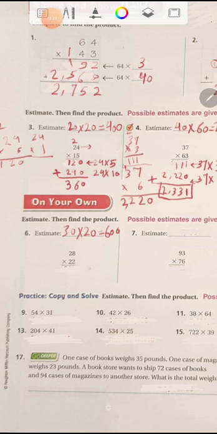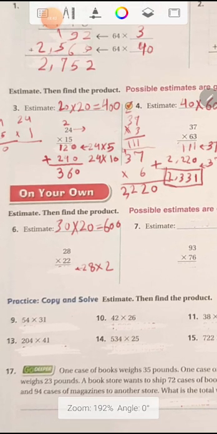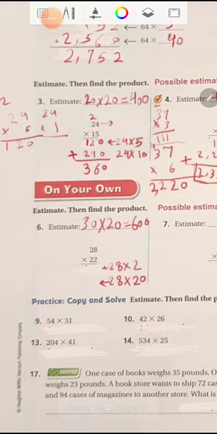Now let's find the multiplication. First I will multiply the 2 in the ones digit with 28. It will be 28 multiplied by 2. And the second number will be 28 multiplied by the 2 in the tens digit. That means the value for this number will be 20. Okay, so let's find the first number.